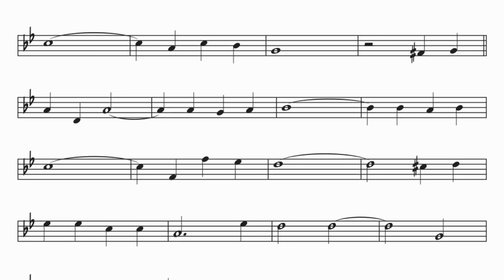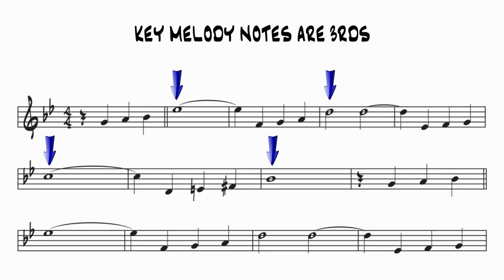There are only 4 notes that are outside the key signature. In the A sections, all the prominent melody notes are thirds of the chords. If I play just those notes and the roots of the chords, you'll hear the basic harmony of the tune.